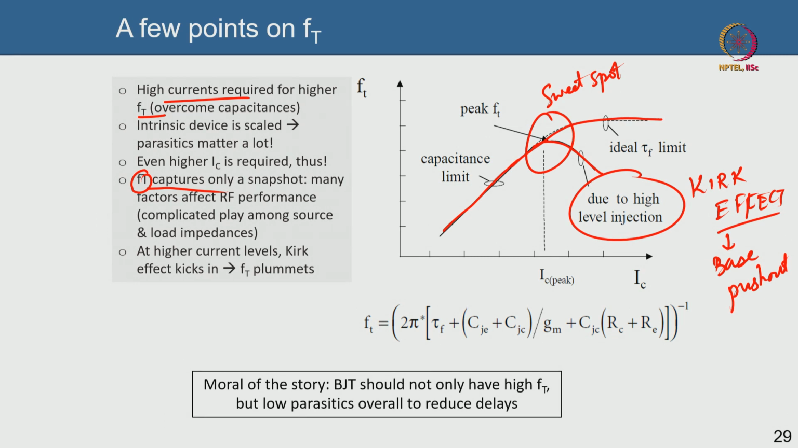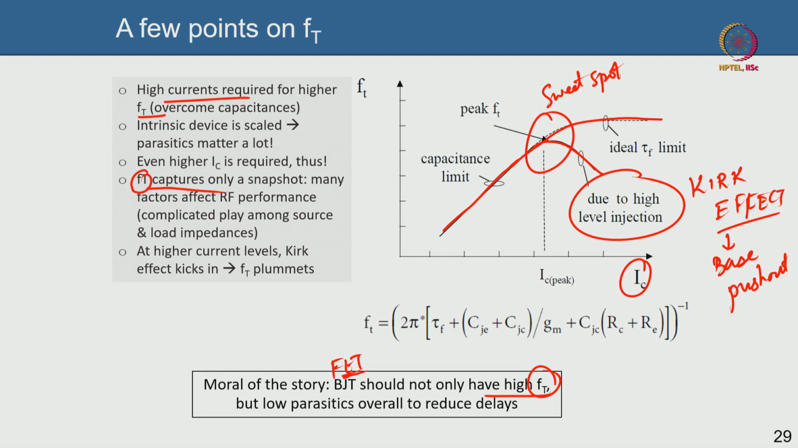Like FETs, not only BJTs, FETs not only should have a high cutoff frequency, but their overall parasitics have to be low, breakdown has to be good, and there are thermal issues, many issues that we have been talking about in the context of FET. Most of them hold true also for BJTs in a way, except that with higher collector current you increase the FT and increase the GM to a certain extent, which is not the case in FET.